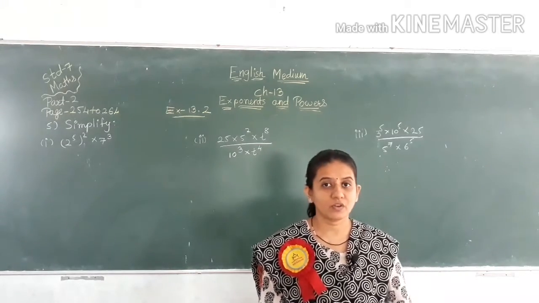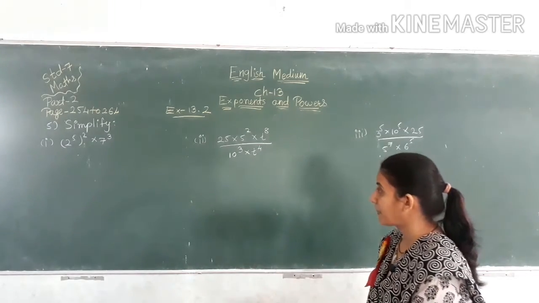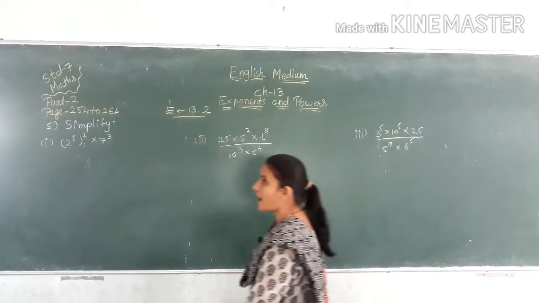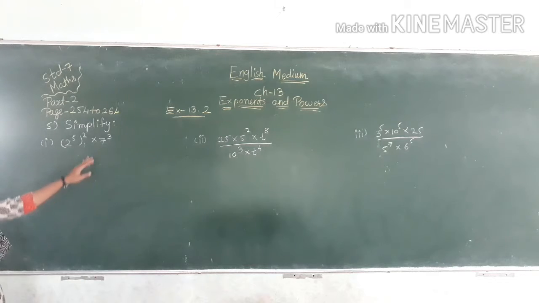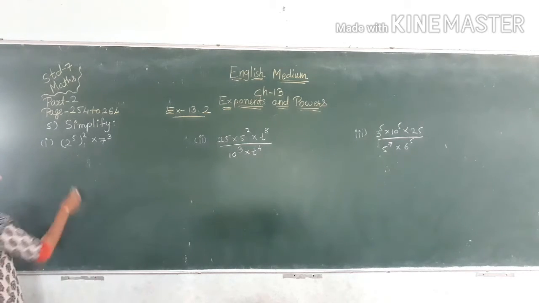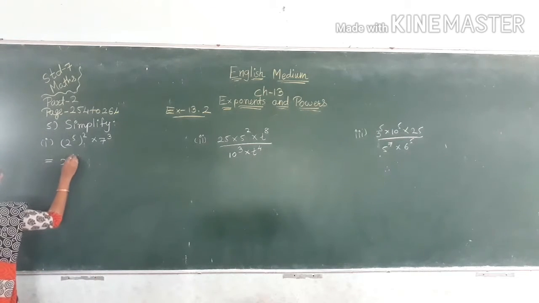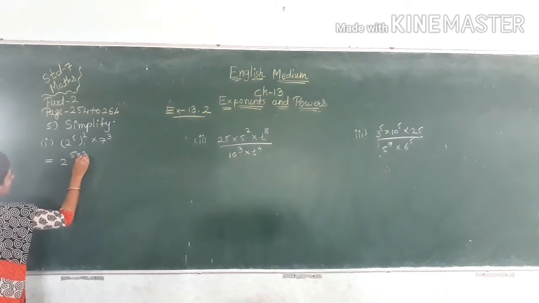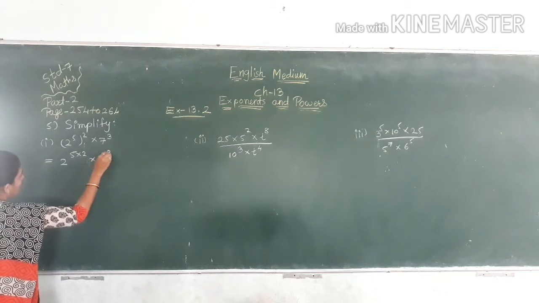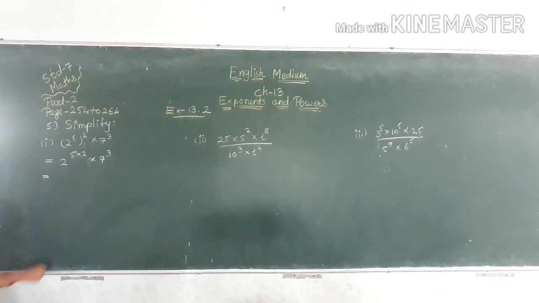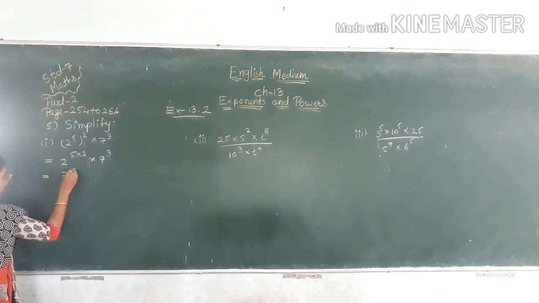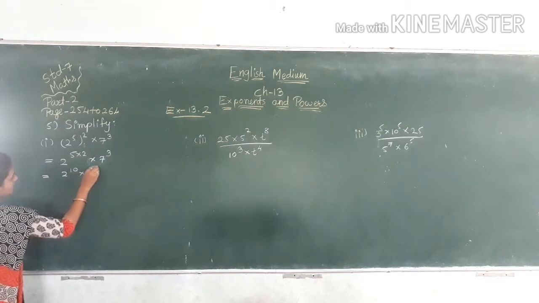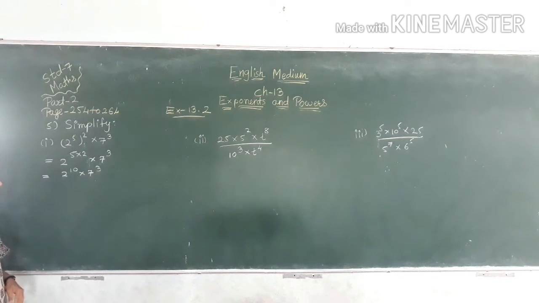Next question, question number 5, simplify. First one: 2 raised to 5, raised to 2, multiply 7 raised to power 3. So 2 raised to 5 multiply 2, multiply 7 raised to power 3. Now 2 5s are 10, so 2 raised to 10 multiply 7 raised to 3.